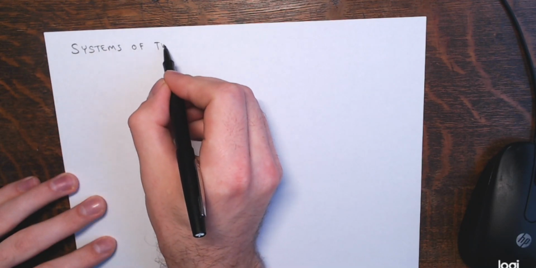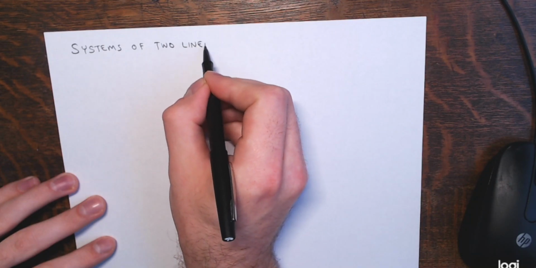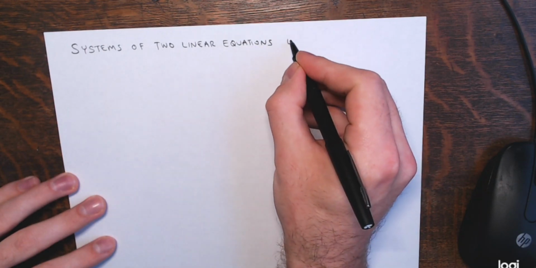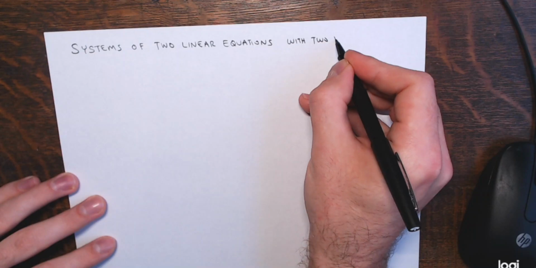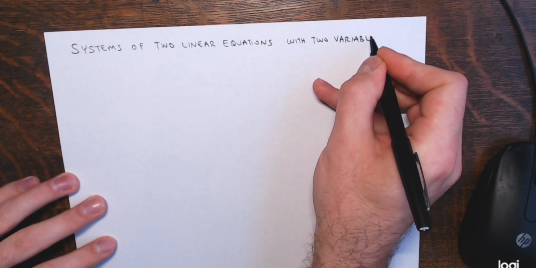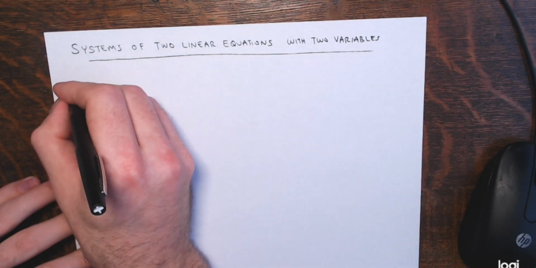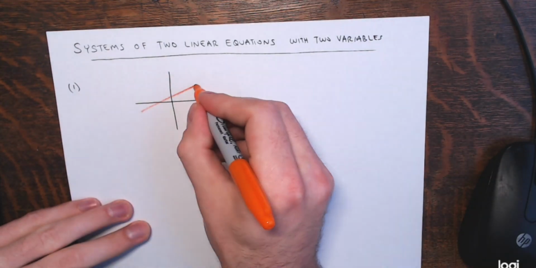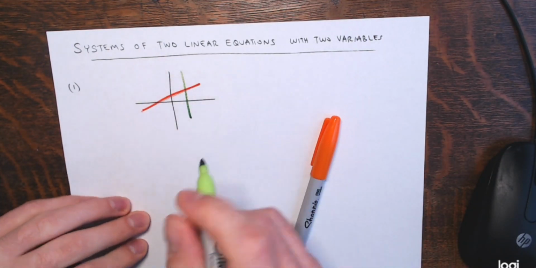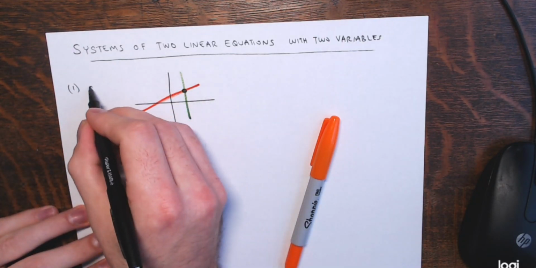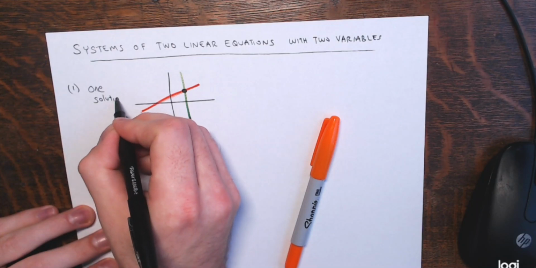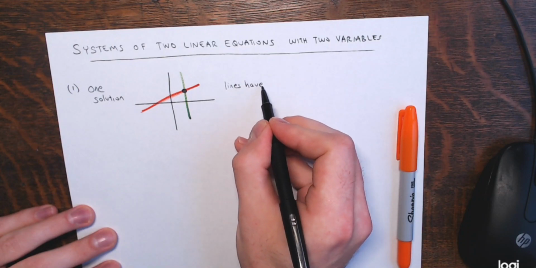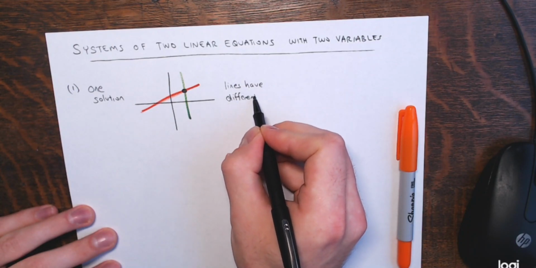Systems of 2 linear equations with 2 variables. You have one of the following 3 scenarios. One, the 2 lines have different slopes. They're going to cross each other at one point. Exactly one solution, one point of intersection. Like I said, the lines have different slopes in this case. Any 2 lines with different slopes are going to cross somewhere.